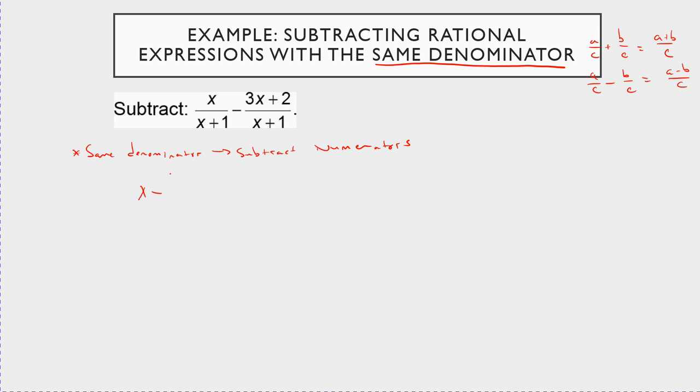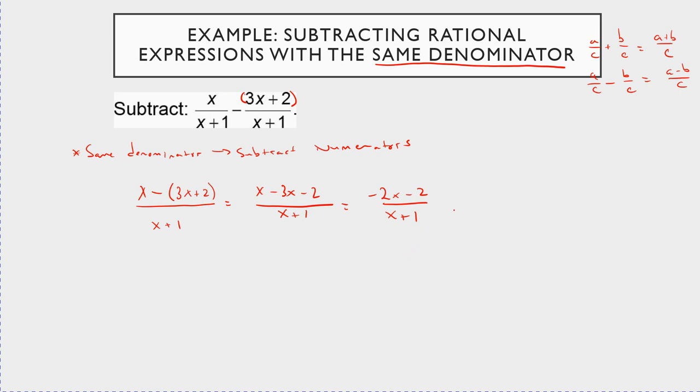Now here's the important thing, and a lot of people make mistakes like this. You're subtracting away this entire quantity. So it's x minus, in parentheses, 3x plus 2, all over the common denominator, which is x plus 1. Now all you have to do is clean it up. Let's distribute the negative. You get x minus 3x minus 2, all over x plus 1. Combine the like terms: this is minus 2x minus 2 over x plus 1.